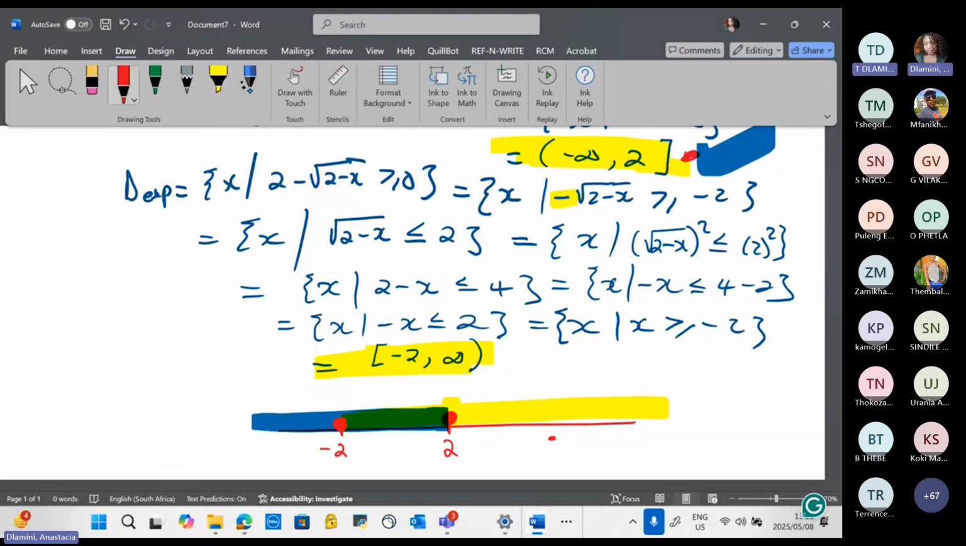So what is the domain of the composition now? Negative 2 and 2. Thank you. So it's x such that x is from negative 2 included to 2, or it's just like this.